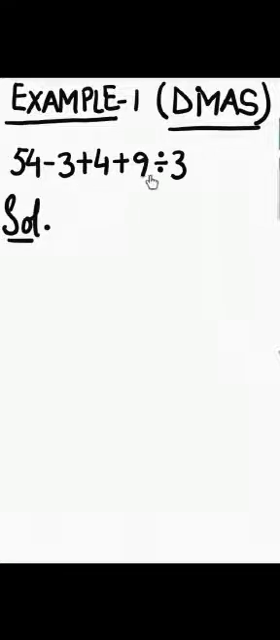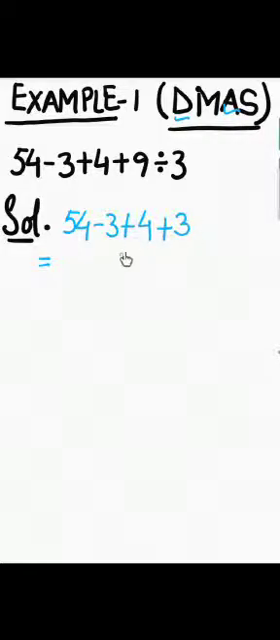So here in this expression you can see that division is in between 9 and 3. So we are going to divide 9 by 3. Rest of the numbers will be written as it is. So this will be written as 54 minus 3 plus 4 plus, and 9 divided by 3 will give you 3 again. So the division is done. Now we are going to do multiplication, but here in this expression you can see that multiplication is missing. So we'll directly come to addition.